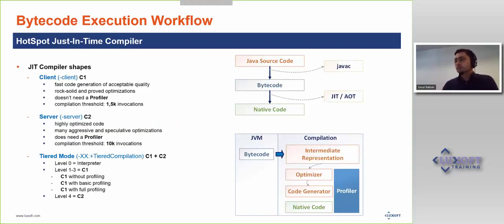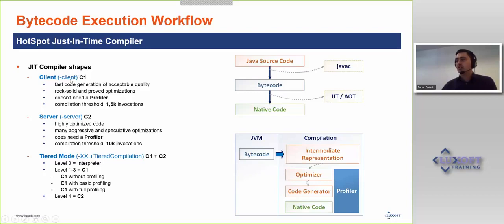In the world of the just-in-time compiler, we have many shapes. The first shape is -client. It's the client just-in-time compiler, the C1 compiler. The second one is called the server compiler, and we have a mixed mode, which is called the tiered compiler. So let's see what each of them is used for and what the advantages and disadvantages of each are.